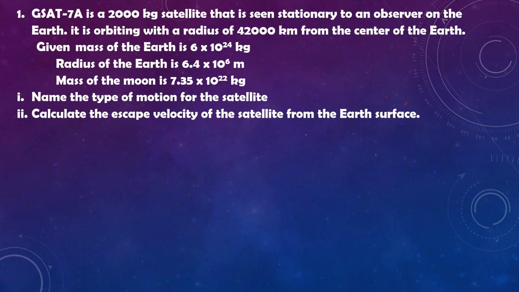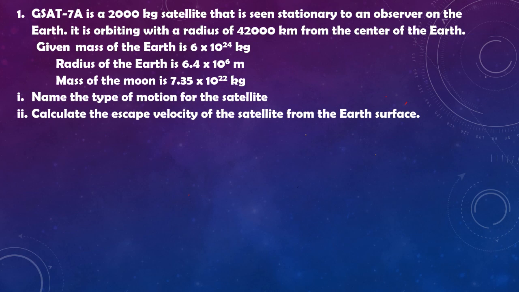JSAT 7A is a 2000 kilogram satellite that is seen stationary to an observer on the Earth. It is orbiting with a radius of 42,000 kilometers from the center of the Earth. Given the mass of the Earth is 6 times 10 to the power 24 kilograms, the radius of the Earth is 6.4 times 10 to the power 6 meters, and the mass of the Moon is 7.35 times 10 to the power 22 kilograms. Even though our situation does not involve the Moon, they just give the mass of the Moon.